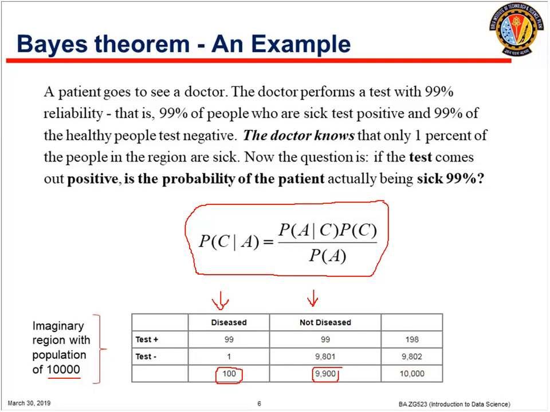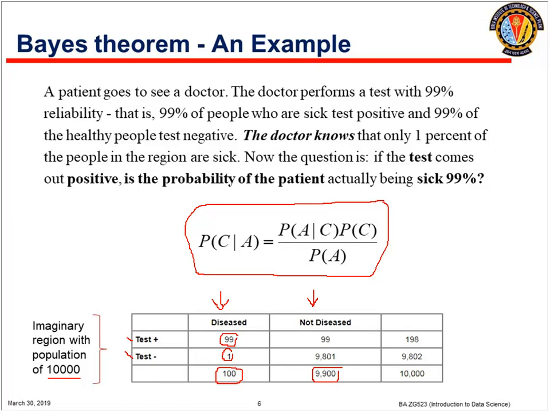Okay, and then the test is performed. The test comes out to be positive or negative. Now, it is given that if the person has the disease, 99% of the time the test will come out positive. So out of 100 diseased persons, 99 will test positive, 1 will test negative. And out of the people who are not diseased, 99% will test negative.